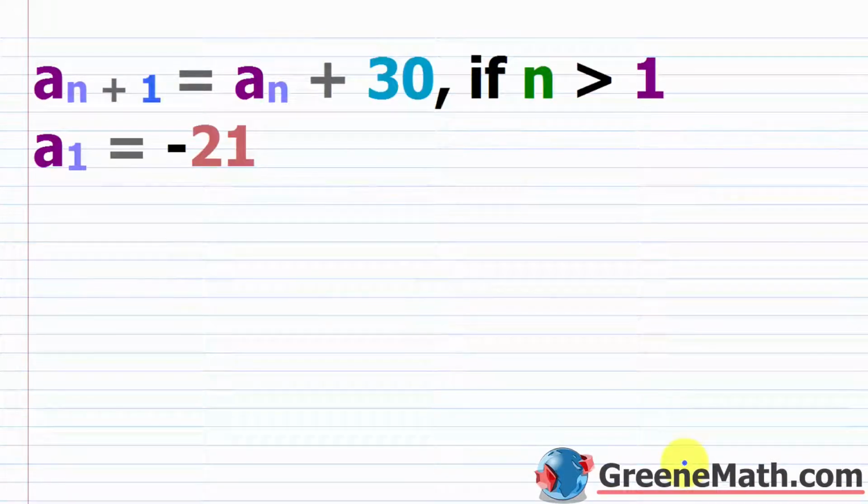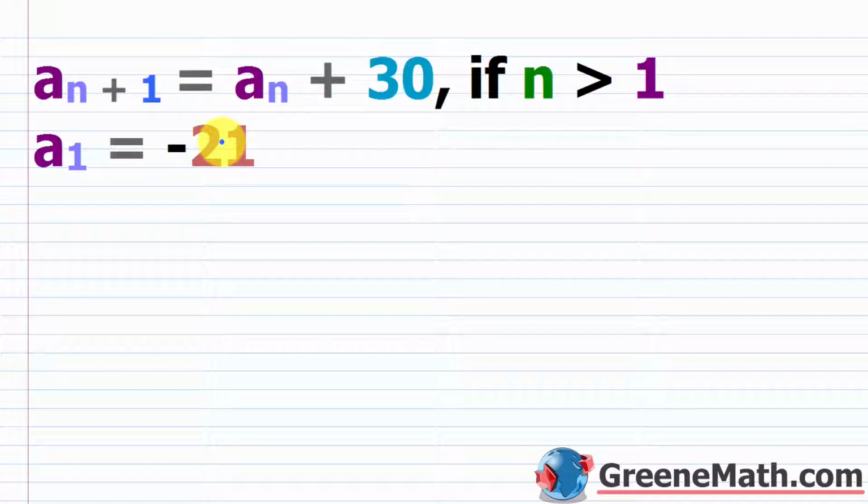Okay, let's talk a little bit about a recursive definition. This is where each term after the first term, or it could be the first few terms, is going to be defined as an expression involving the previous term or terms. So here what we see is a sub n plus 1 equals a sub n plus 30, specifically if n is greater than or equal to 1. So we're still working with the set of natural numbers, but this definition that's given to us is only going to work if n is greater than or equal to 1. They've given us the fact that a sub 1 is equal to negative 21.